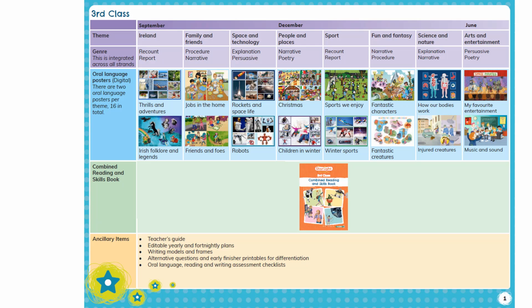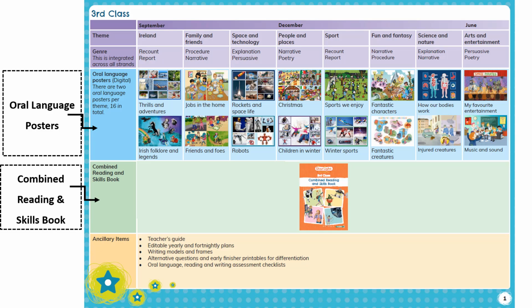For each class in Starlight 3rd to 6th, there are 16 oral language posters, a combined reading and skills book, as well as a teacher's guide and editable yearly and fortnightly plans.